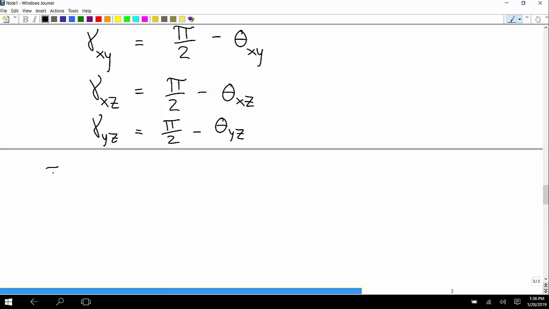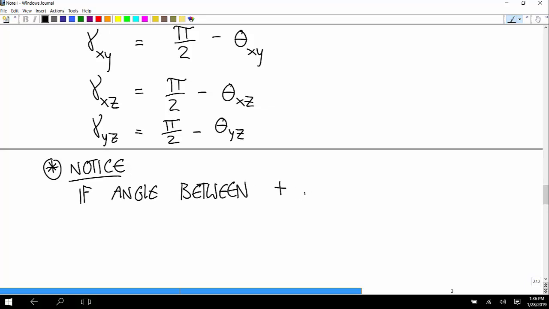So notice, if the angle between positive faces becomes acute, is that going to be a positive strain or a negative strain based on those definitions? Positive. One more guess. Positive.